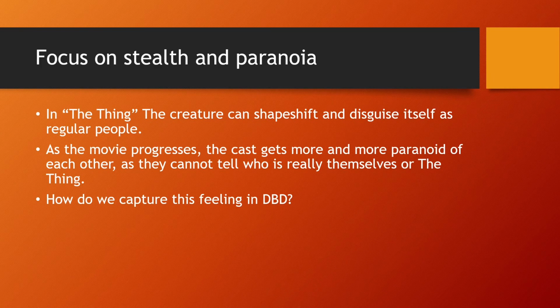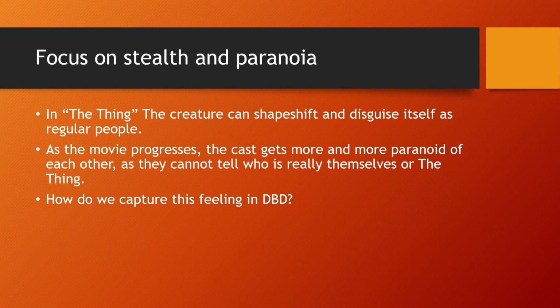So, in the movie, the Thing can shapeshift and disguise itself as a regular person. And, as the movie progresses, the cast get more and more paranoid of each other, as they cannot tell who is really themselves or the Thing, because it can also assimilate memories. So it's able to perfectly replicate human speech and stuff, and the only way to figure out who the Thing is, is it either revealing itself or you forcing it to reveal itself through a blood test. So how do we capture this feeling in Dead by Daylight?